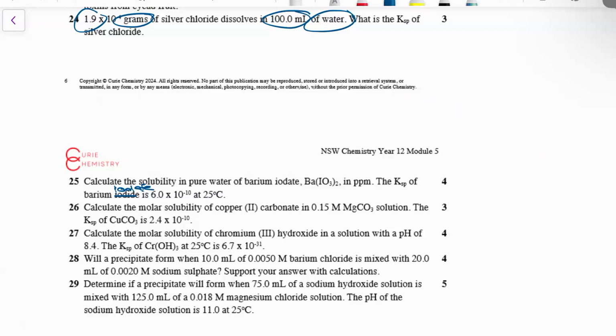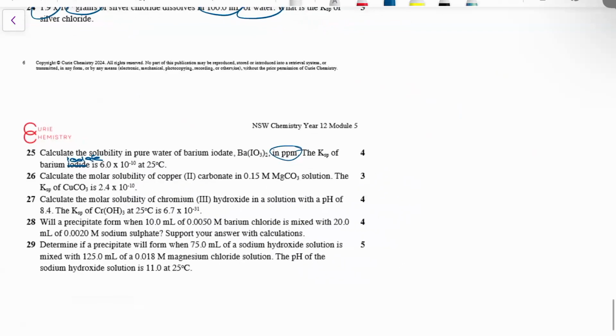So instead of subbing in an X, you're rearranging the equation to figure out what X is. And then it so happens that they want it in ppm. We know that when we get stuff out of the ice table, it's always in moles per liter. So let's get it to moles per liter first, then we'll figure out how to get it to ppm after. So for me to have my expression for X, I need the chemical equation and I need the ice table.